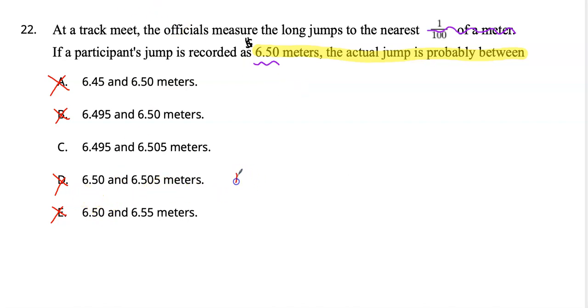Let's look at D and see exactly why D doesn't work. We have 6.50 and 6.505. Well, it's really the same reasoning, right? I mean, if I said pick a number between 6.50 and 6.505, it would not make sense to pick this number because it's the same as this number. So it's pretty much the same reasoning, a little bit trickier.